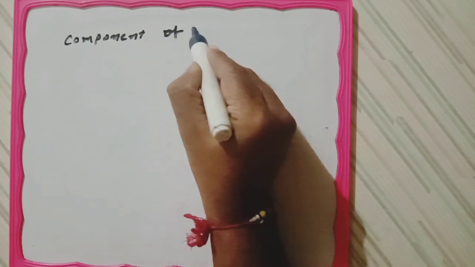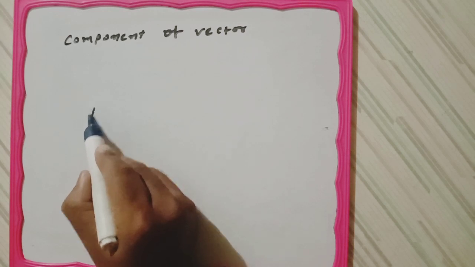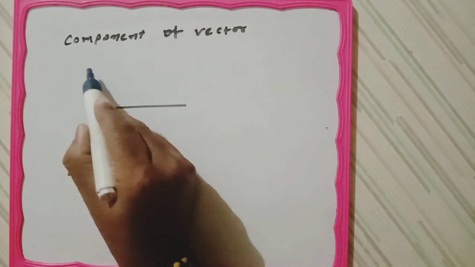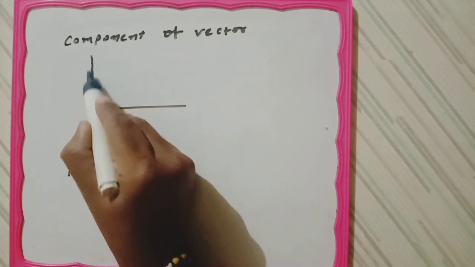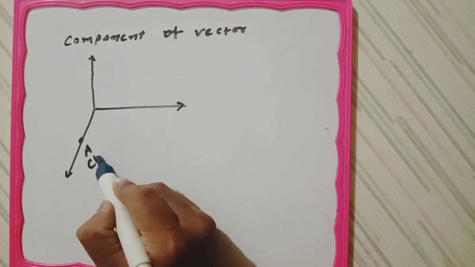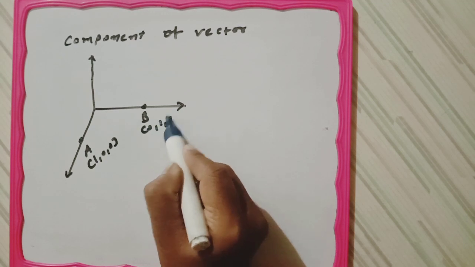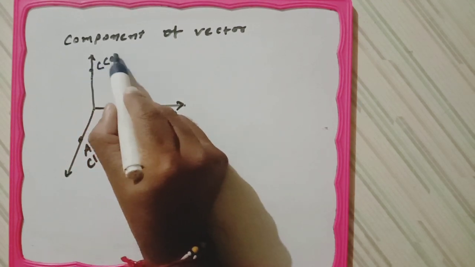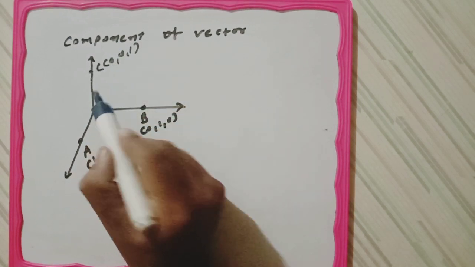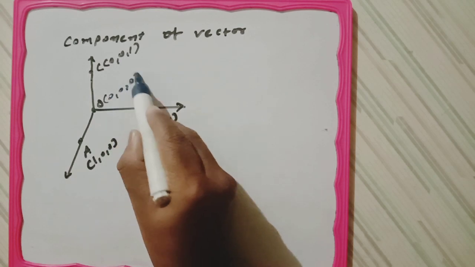Next we will see the components of a vector. So we have three directions, three axes: x axis, y axis and z axis. Point A represents 1 0 0, B represents 0 1 0 and C represents 0 0 1, and O is the initial point 0 0 0.